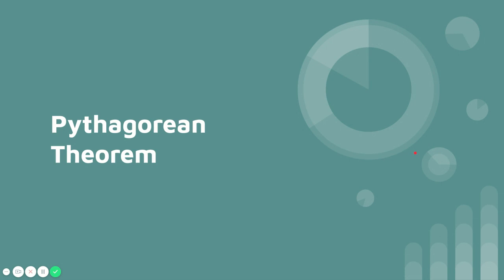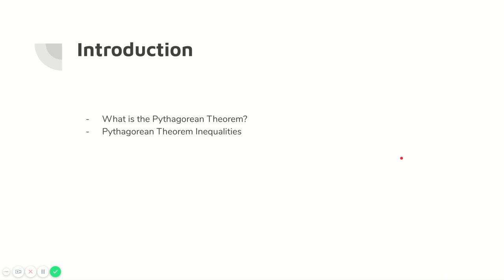Today we're going to be talking about the Pythagorean theorem, and it's one of the most useful formulas to know because it helps you find lengths of triangles, right angle triangles, and it's going to be used a lot. So I'm going to be talking about what the Pythagorean theorem is, and I'm going to be talking about Pythagorean theorem inequalities.